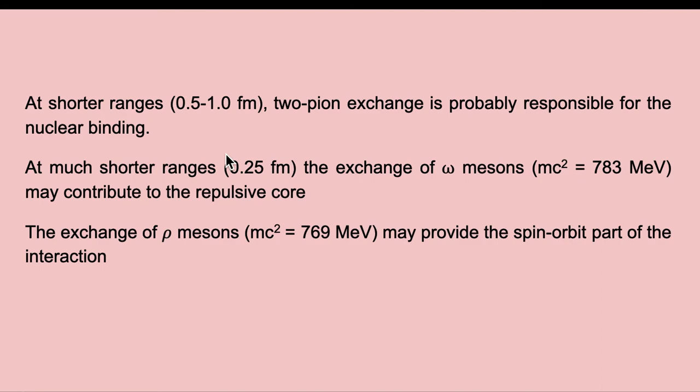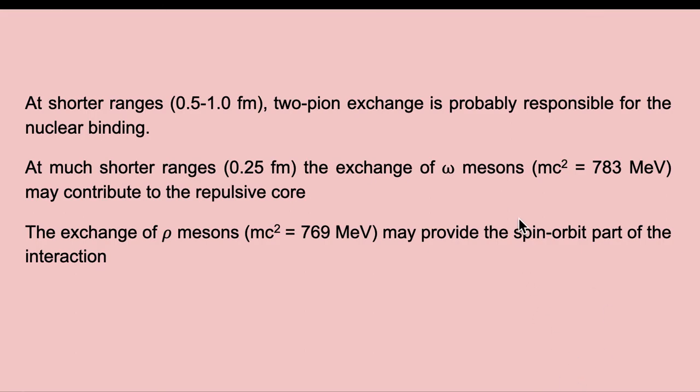And at very short ranges, that means less than 0.5 Fermi, you have the concept that when the distance is less than 0.5 Fermi, that value you have mentioned as 0.49 Fermi or femtometer, there is a strong repulsive core. So, the force is becoming repulsive.